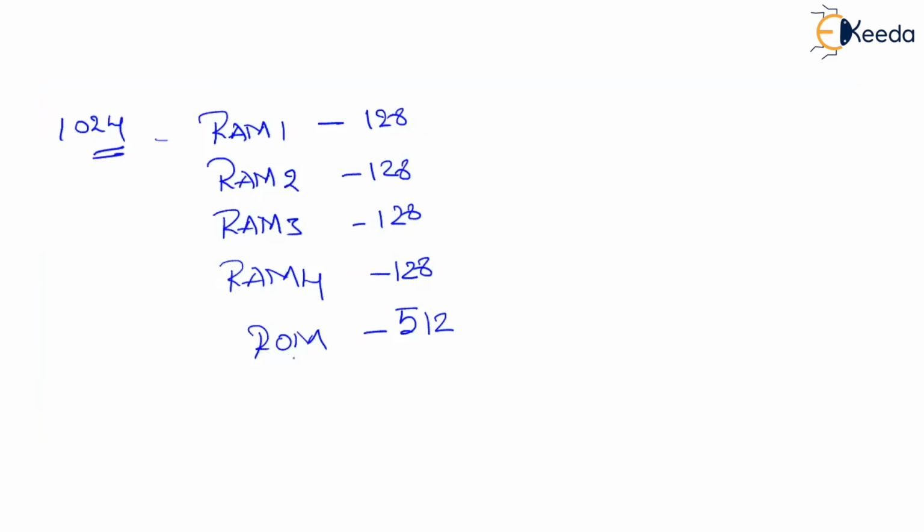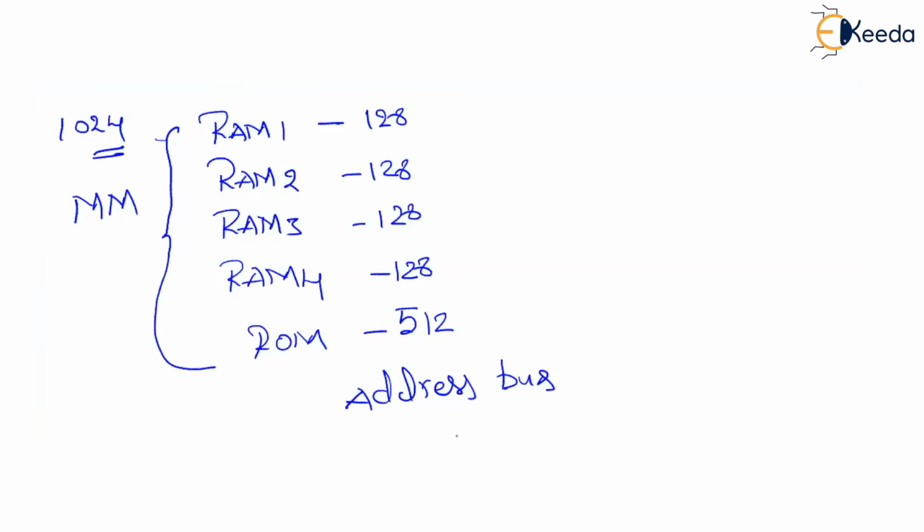Now let us have a look. Here, in order to communicate with RAM and ROM, in order to communicate with my main memory, CPU uses an address bus. Whenever CPU wants to read something, CPU will send an address through the address bus and will collect the data from the data bus. Now we'll see how the address bus needs to be designed.